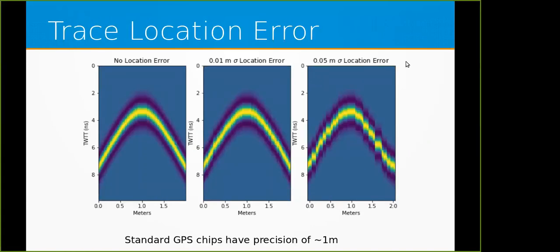But when we've got issues with our horizontal trace locations, then the diffractions can get messed up, and we can see that with a progressive amount of error in the horizontal location of the traces, we have substantially more error in the diffraction shape, which affects the determination of the velocity from that particular diffraction. Here, the most error shown on the right is a 5 centimeter standard deviation error. Most GPS chips for drones have an error on the order of a meter. So that's a big problem.